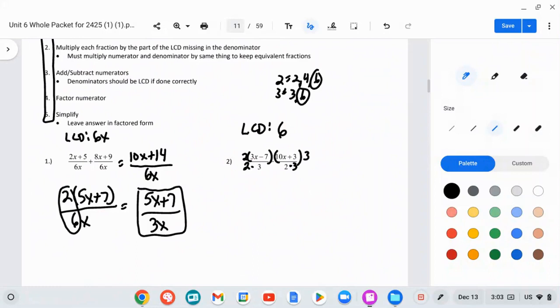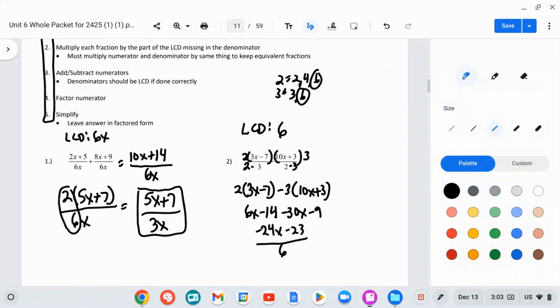So when we do that, it looks like this up top. 2 parentheses 3x minus 7. There's a minus sign in between them. We have a 3 that we're multiplying by, and that's 10x plus 3. So if we multiply this out, this is 6x minus 14. This is 30x minus 9. And we're left with negative 24x minus 23 all over my LCD of 6.